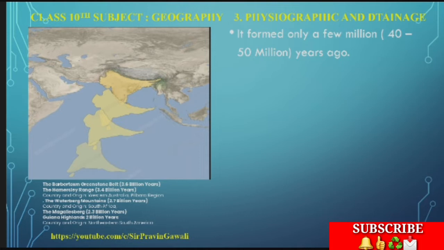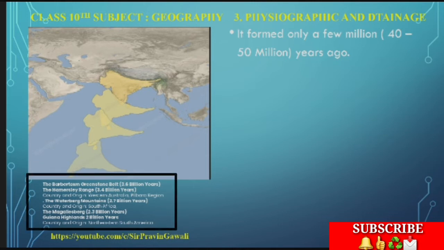Now let's try to find out the answer of the question that why Himalaya is called as a young fold mountain. Students, the Himalaya formed only a few millions, that is 40 to 50 million years ago, and so it is called as the young mountain. Students, in comparison to other mountain ranges, Himalaya is the new one, so it is called as a young mountain.